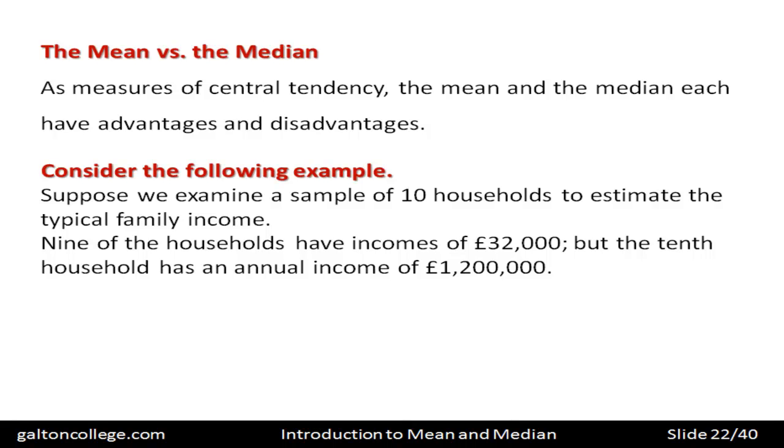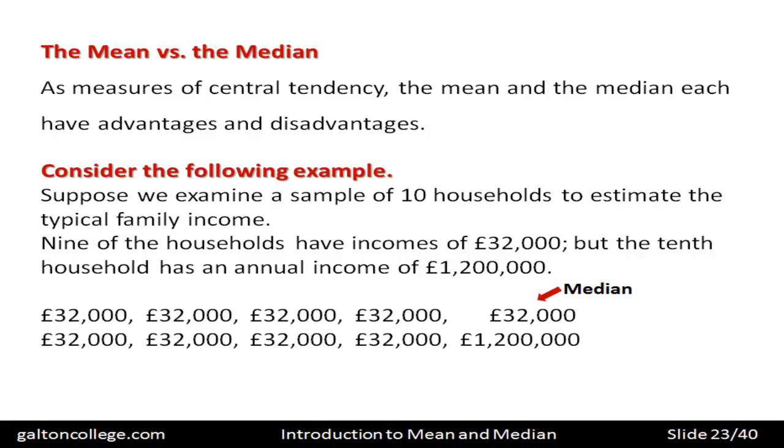So when we selected our 10 households, we found very strange figures. We found 9 of them had exactly the same income, just pretend, £32,000, and the 10th one has 1.2 million. Now if we write these down, we see here that we've got 32, 32, 32, 32, 32, and so on, and the 10th one is 1.2 million. Well, the middle number, which is our median, is 32,000.